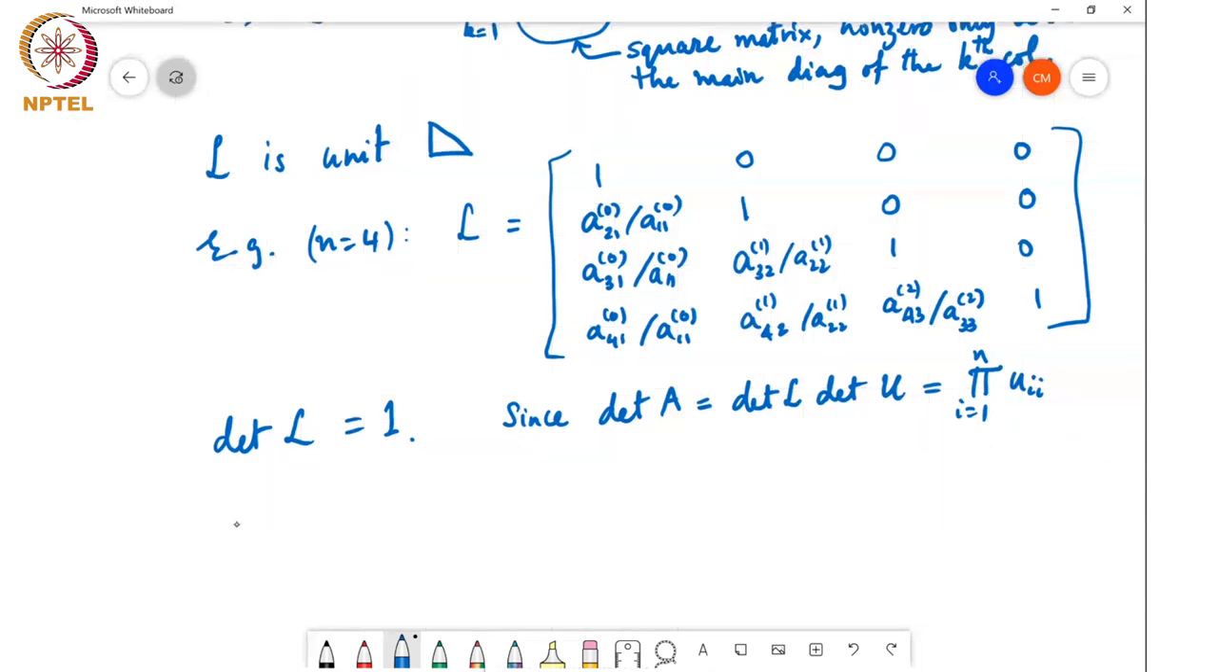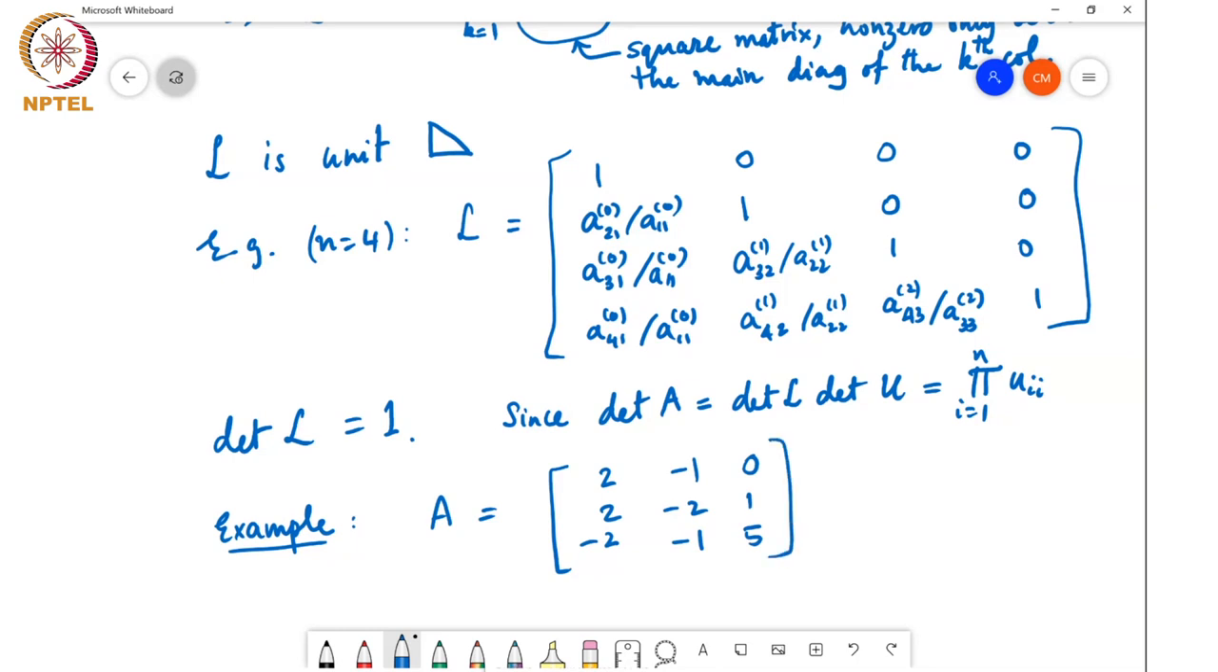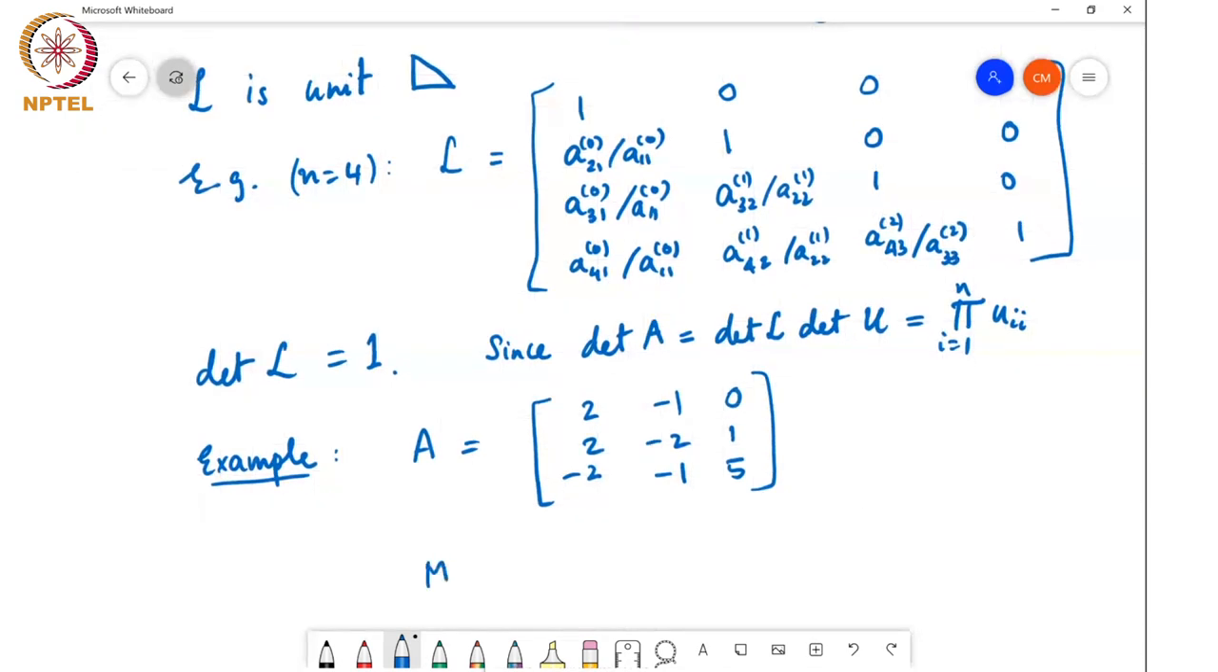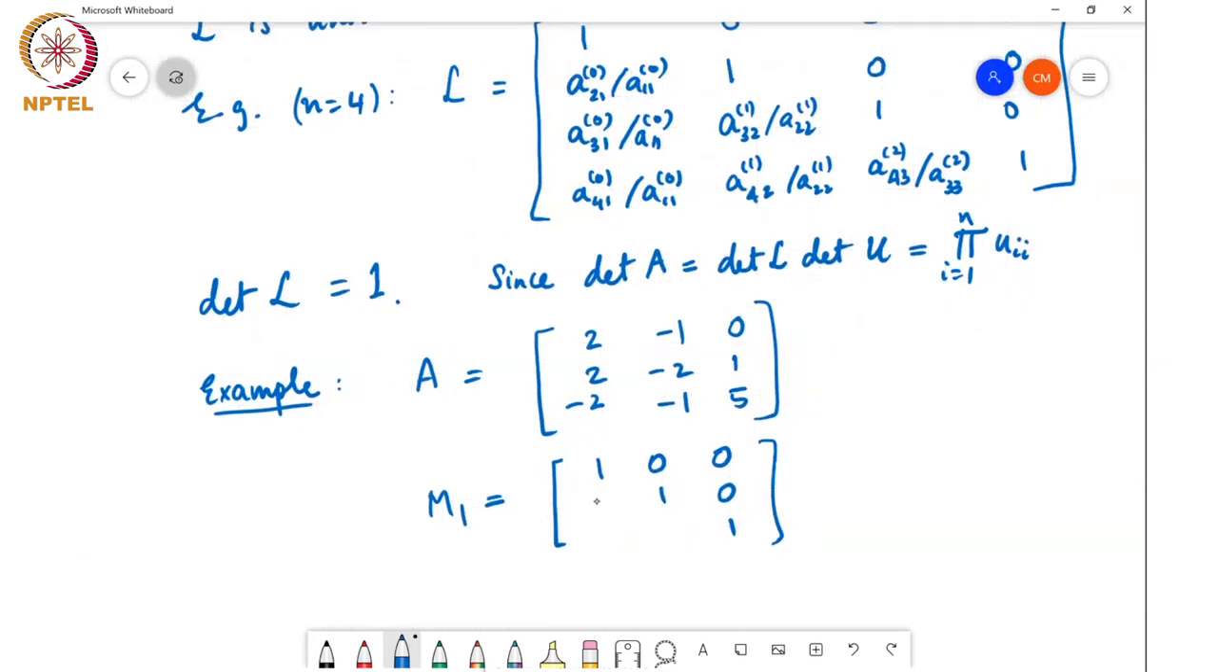Okay, so let's maybe just illustrate this with an example. Suppose my matrix A was the matrix 2, 2, minus 2, minus 1, minus 2, minus 1, 0, 1, 5. Then the matrix M1 is going to be equal to this thing with 1s on the diagonal. It's a lower triangular matrix with 1s on the diagonal. And what is this entry? It is minus of this A21 divided by A11. This ratio is 1, so this will be minus 1. And this entry is minus of this divided by this. And so it is plus 1.